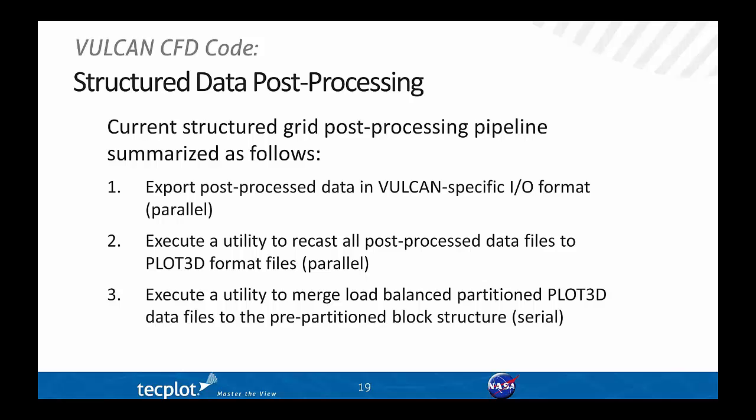We basically have a whole lot of I/O operations in order to get the final volumetric post-processed data files. We start by outputting files in a Vulcan-specific I/O format, and this operation is done in parallel. We then, in a separate utility, read those files in and write them back out in true structured grid Plot3D format files, and this is also a parallel piece of software. So this operation is in parallel as well.